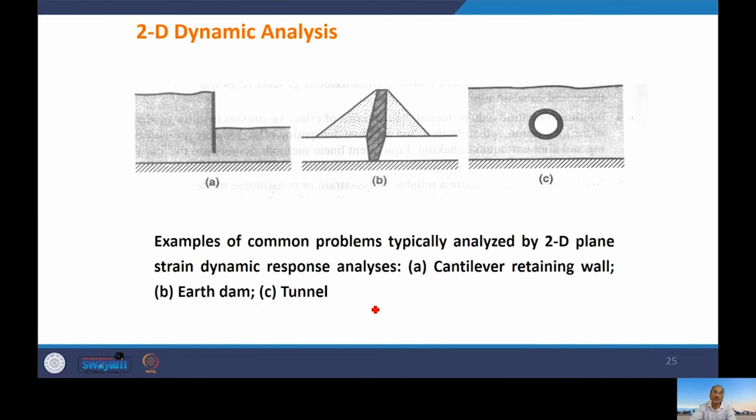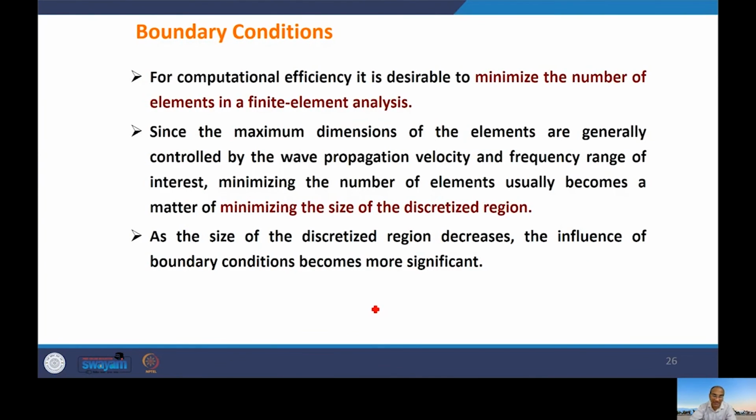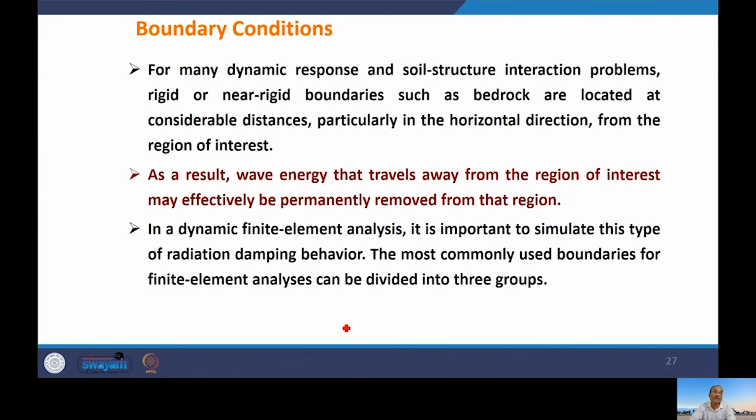For 1D analysis, you may go with the layered analysis. You may not require FEM for 1D analysis, but for 2D and 3D, you require finite element analysis. And for computational efficiency, it is desirable to minimize the number of elements in the finite element analysis. And decreasing the number of elements is basically telling, in other words, that let's minimize the size of the discretized region. And if you want to minimize the size of the discretized region, the influence of boundary conditions becomes more significant. And let's discuss how we can go for that.